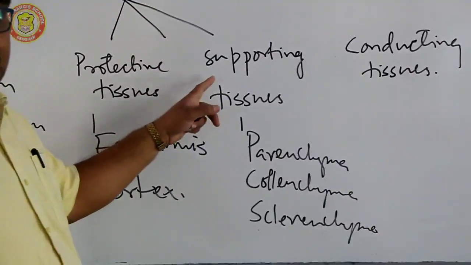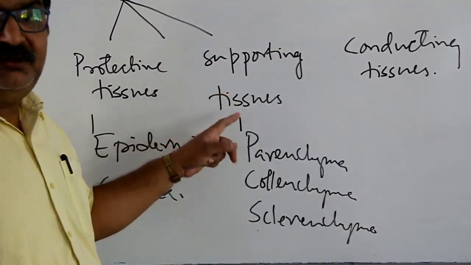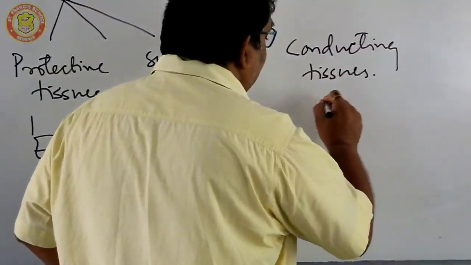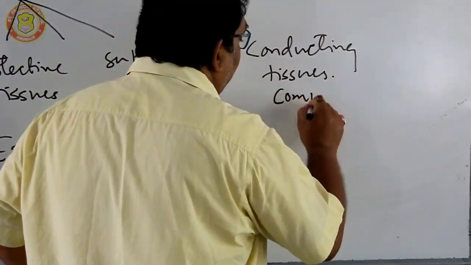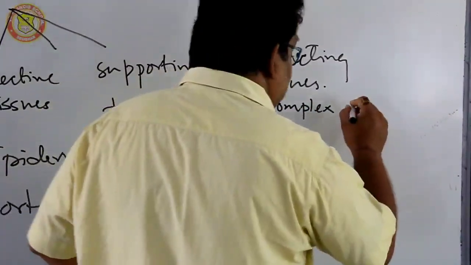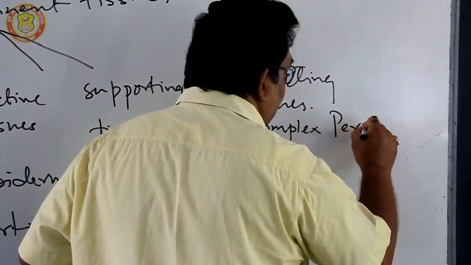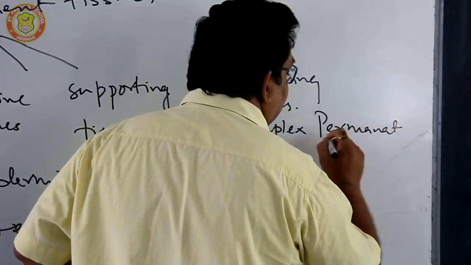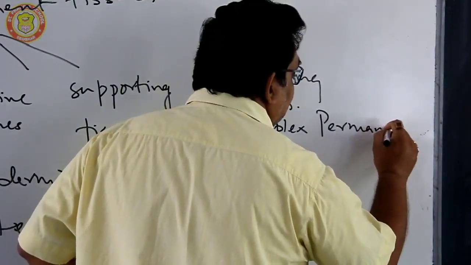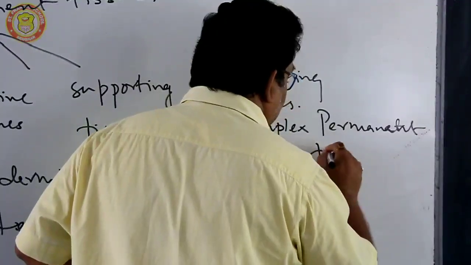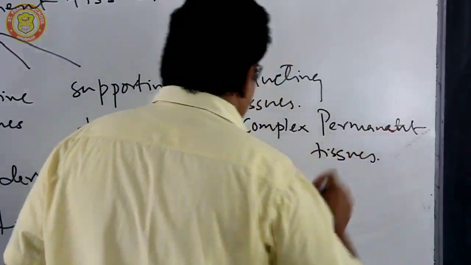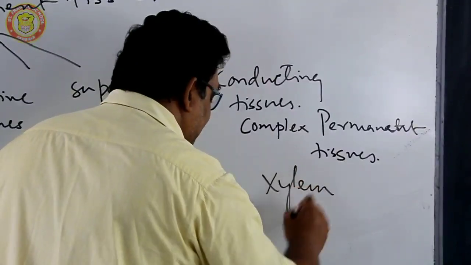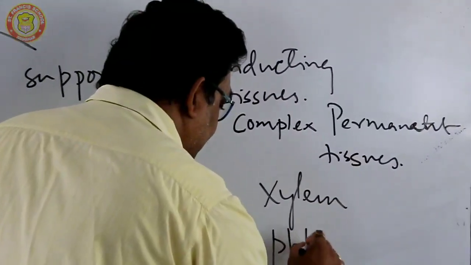These also come under simple permanent tissues, whereas the conducting tissues, they come under complex permanent tissues. Here you have only two, that is xylem and phloem.